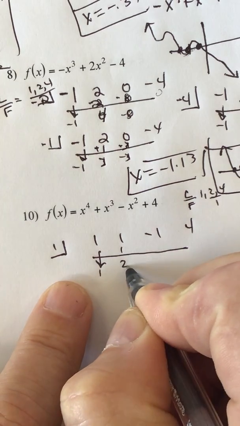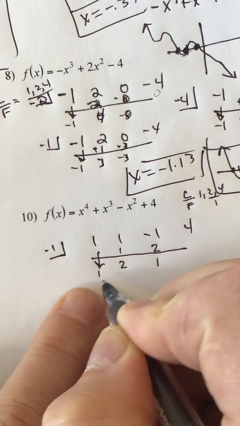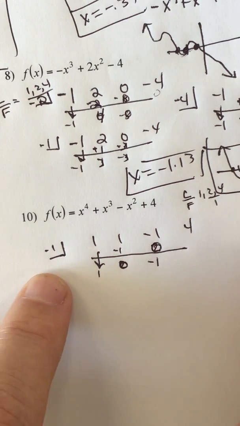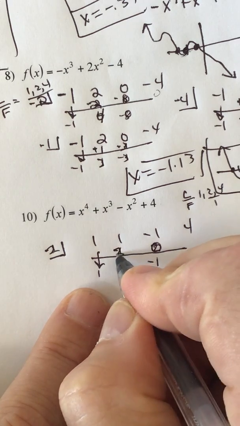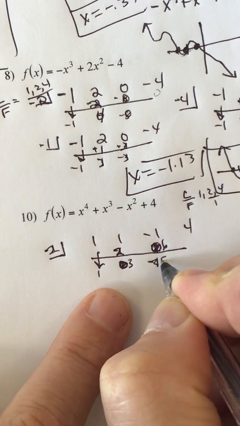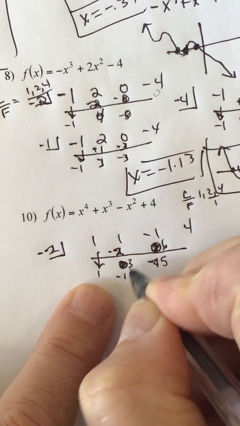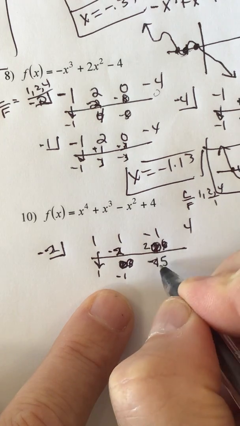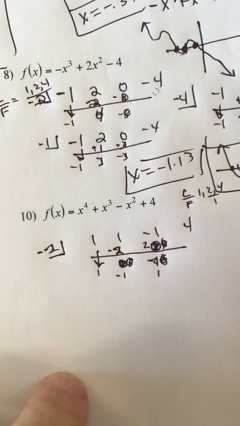1 times 1 is 1, adds to 2. 1 times 2 is 2, adds to 1, not that one. -1 times 1 is -1, adds to 0, that's 0, adds to -1, that's not going to do it. So okay, how about 2? 2 times 1 is 2, 1 plus 2 is 3, 2 times 3 is 6, that adds up to 5, not going to make it. -2. -2 times 1 is -2, adds to -1. -2 times -1 is 2, that adds to 1, -2 times 1 is not 4.